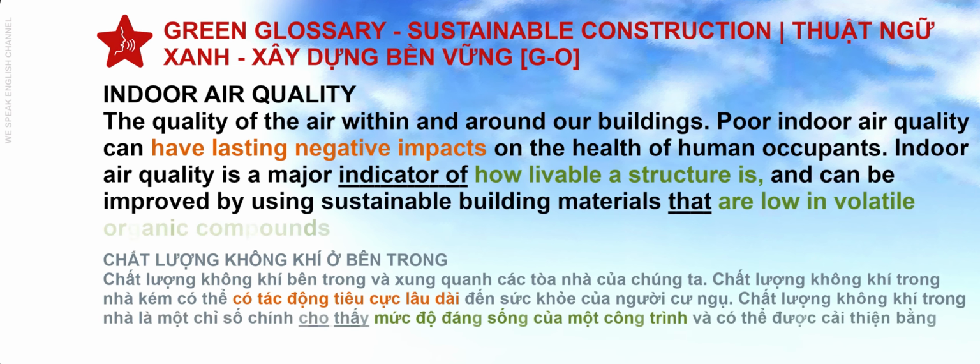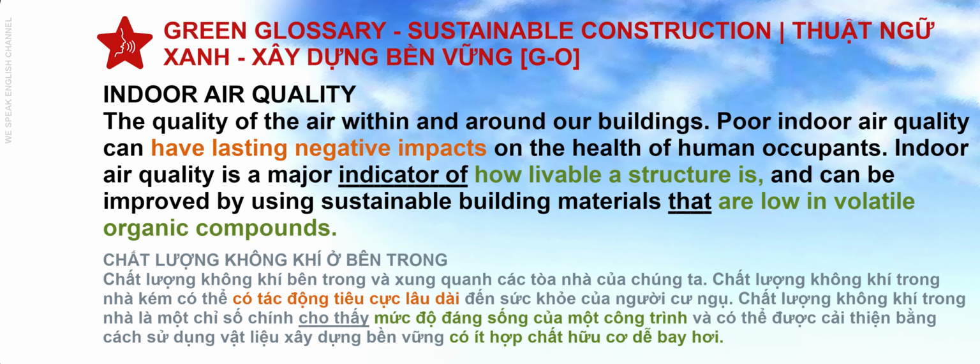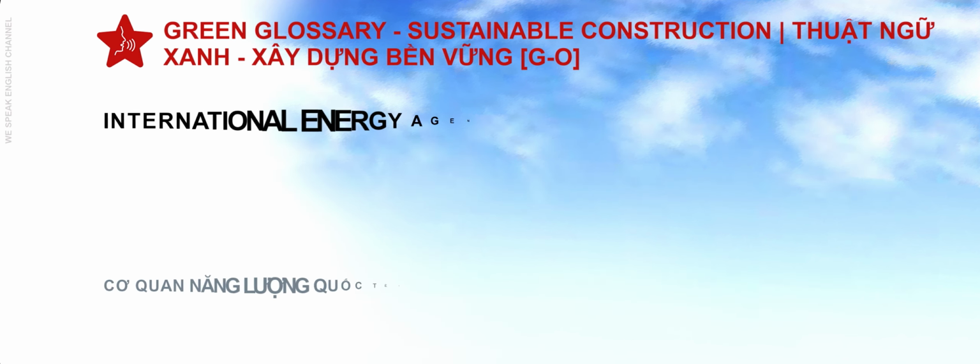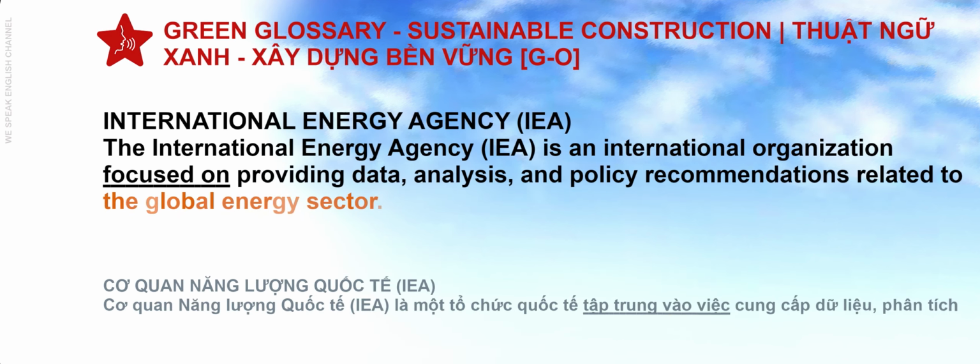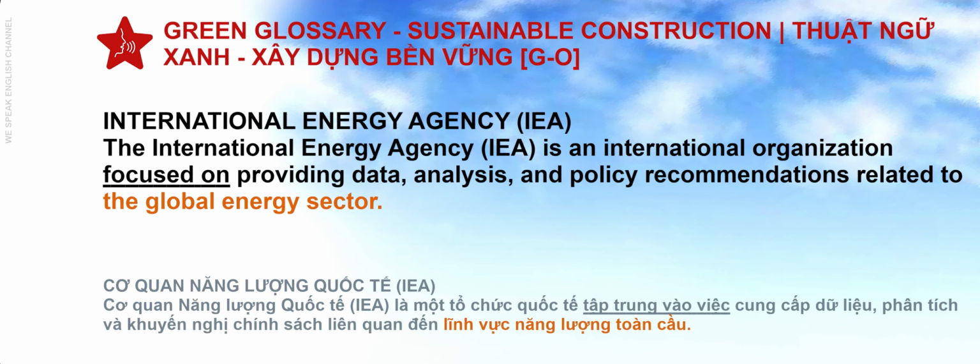Indoor air quality. The quality of the air within and around our buildings. Poor indoor air quality can have lasting negative impacts on the health of human occupants. Indoor air quality is a major indicator of how livable a structure is and can be improved by using sustainable building materials that are low in volatile organic compounds. International Energy Agency. The International Energy Agency is an international organization focused on providing data, analysis, and policy recommendations related to the global energy sector.